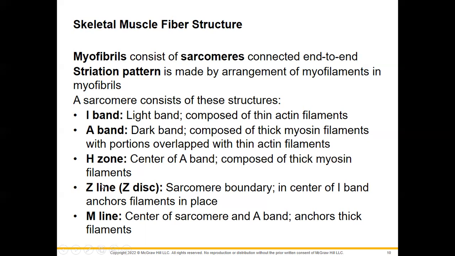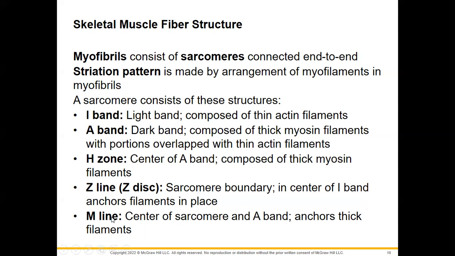Then you have your Z line, also called the Z disc. This is the boundary of the sarcomere. This is the center of the I band, where the I band filaments are anchored in place by the Z band. Z band is that zigzag line. So the zigzag line that I pointed to before is the Z band, and that is the end of your sarcomeres, or the boundary of each sarcomere. That boundary happens to be in the center of an I band that is anchoring those filaments in place.